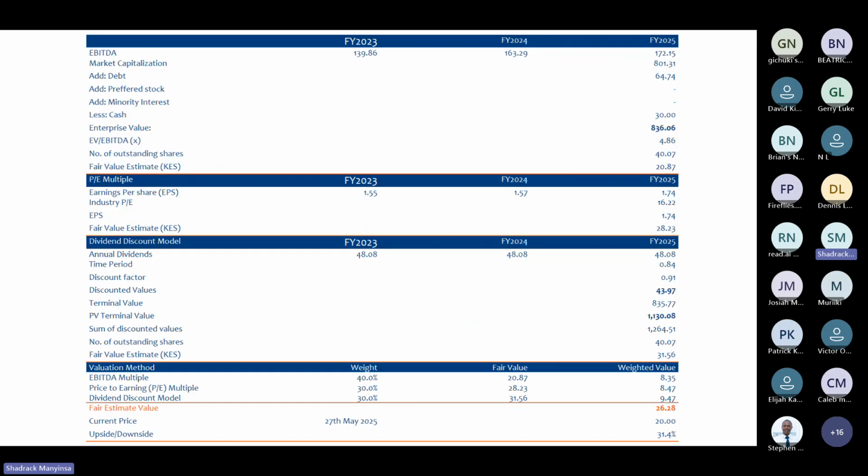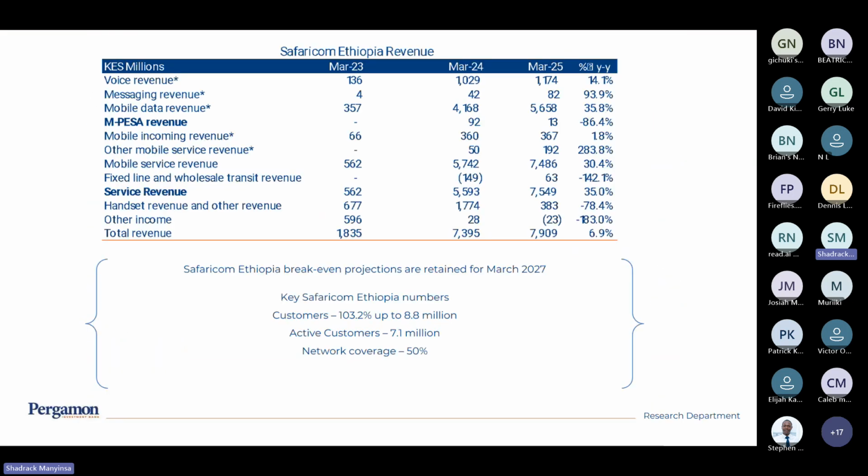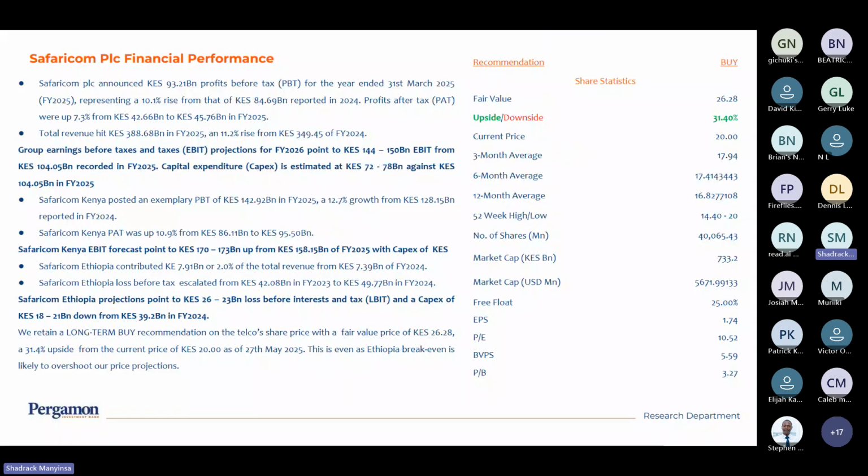In terms of valuation, I used 3 methods: the enterprise value method, multiples, and the dividend payment model. You realize that Safaricom's dividend payment has remained stable for the last 3 years. They have paid around 1.2 shillings per share, which is quite low compared to the dividend payout. And part of the reason why we retain a buy recommendation on Safaricom is because of that.